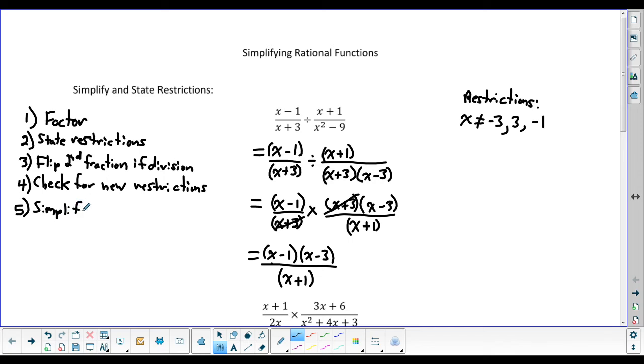Simplify. Okay, so one thing to note is if we look at our restrictions from the beginning and from throughout our process and our final equation, they don't look like they match, right? So we had a restriction of -3. There's nothing indicating that here, or +3. Well, there's one on the top, but that shouldn't matter. -1, well, that's still there.